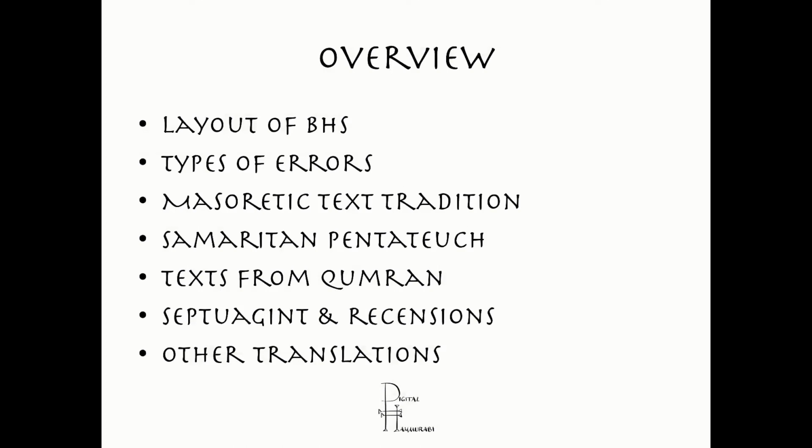We're going to look at the layout of Biblia Hebraica Stuttgartensia, or BHS, and look at some of the general errors that take place in transmission. Then we're going to look at the Masoretic textual tradition, the Samaritan Pentateuch, the Qumran texts, the Septuagint and its recensions, and then finally the other translations.